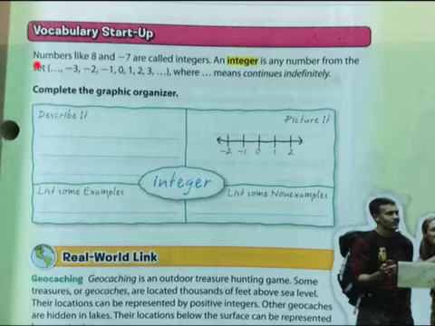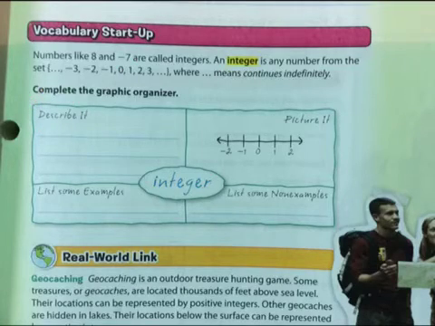Okay, so as you know, numbers like 8 and -7 are called integers. It doesn't matter if it's negative or positive. An integer is any number from the set of ... -3, -2, -1, 0, 1, 2, 3, ... where the ... means continuous indefinitely. It just continues on forever. So complete the graphic organizer. Let's describe what an integer is.